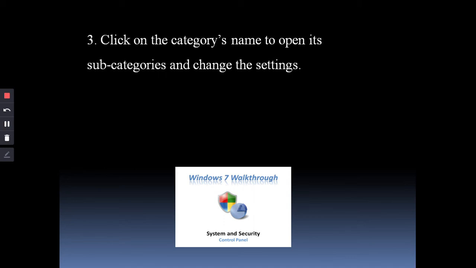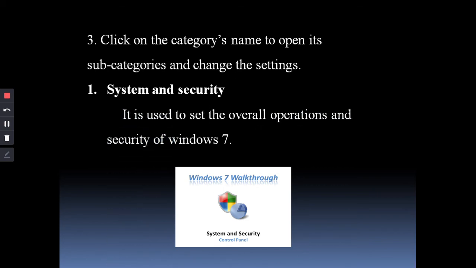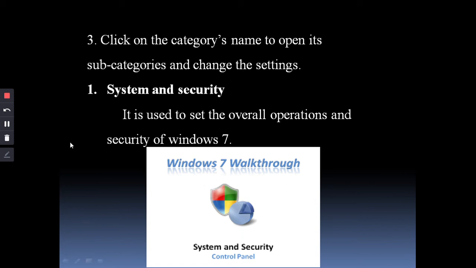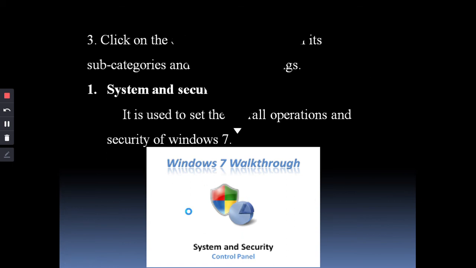Next, we move on to each category and their uses. The first category is system and security. It is used to set the overall operations and security of Windows 7. System and security is used to set the overall operations and security, like creating a password or anything. These security facilities are available in system and security. This is the icon symbol of system and security.